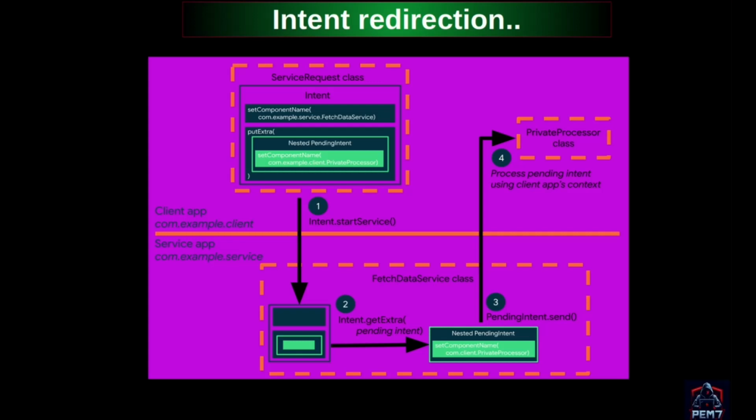At 2, the service app extracts the nested pending intent object. At 3, the service app invokes the send method on the pending intent object. And at 4, this breaks your client app's private control and the system invokes the pending intent using your app's intent content, thus accessing your app's private component. That's simply what intent redirection is: using the content of an intent to execute internal functionality in an application.